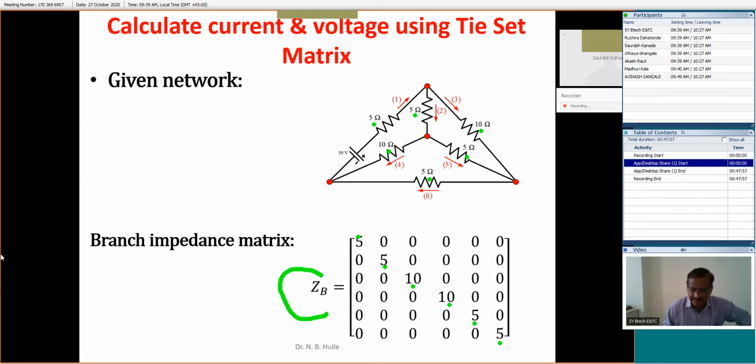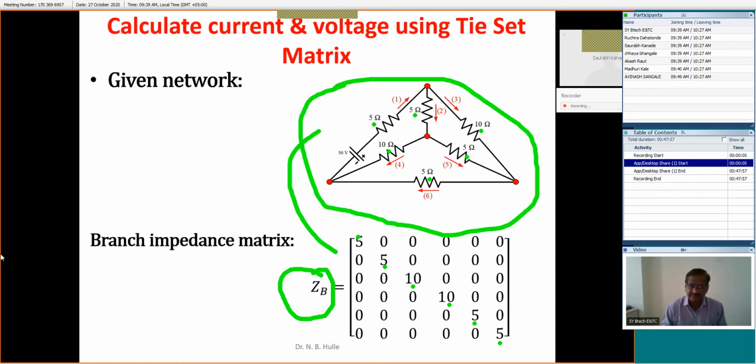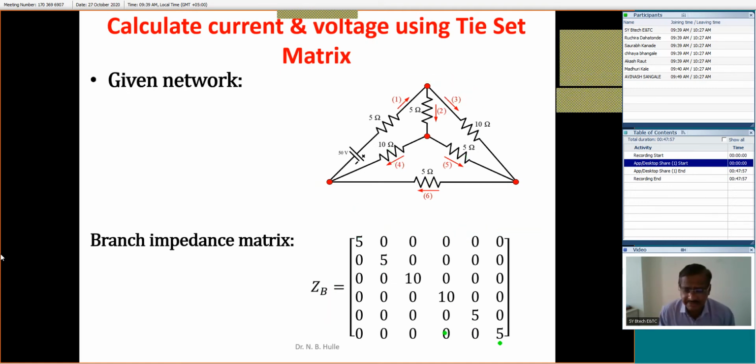This is not the YB. It is not the admittance matrix. It is the impedance matrix. For this particular given figure, we will prepare this matrix. We are just copying the elements. This is the preparation of the impedance matrix.